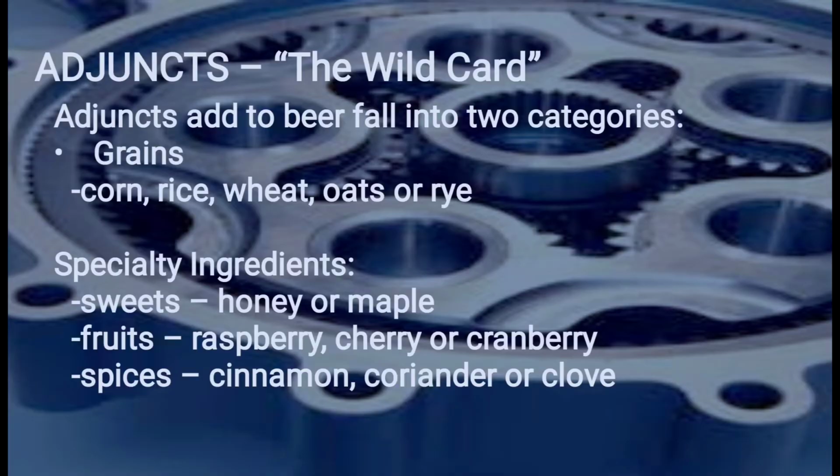And last but not the least, the adjuncts, which are the wild card of the beer. Adjuncts added to the beer fall into two categories. We have grains, which are classified as corn, rice, wheat, oats, or rye. While on the other hand, we have specialty ingredients. We have the sweets, the honey or maple, the fruits, the raspberry, cherry, or cranberry, and the spices, we have cinnamon, coriander, or clove.